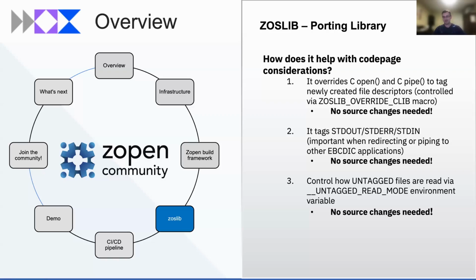It also tags the standard out, standard error, and standard in character devices. This is really important when redirecting or piping to other episodic applications. And we also have a mode that allows you to control how untagged files are read. We acknowledge that untagged files can be ambiguous. They can contain either episodic data, ASCII data, or potentially binary data. So we have an environment variable that is implemented through zOS lib that controls how these untagged files are read.